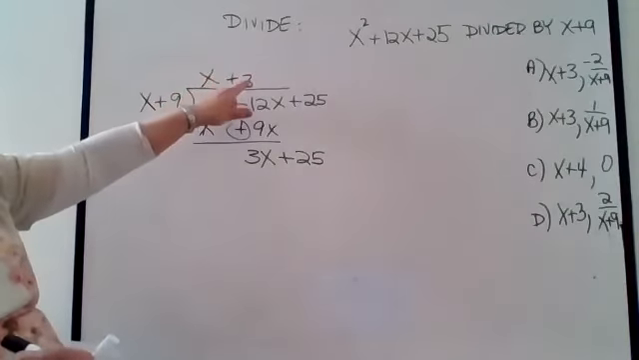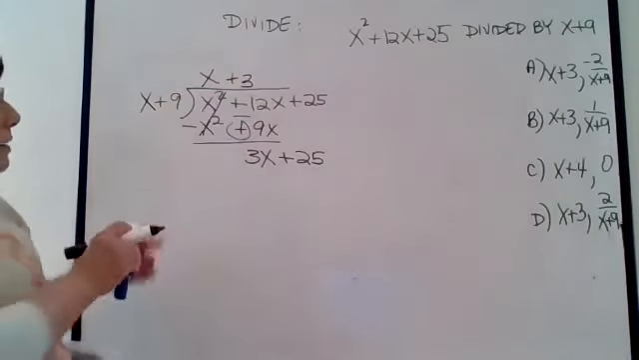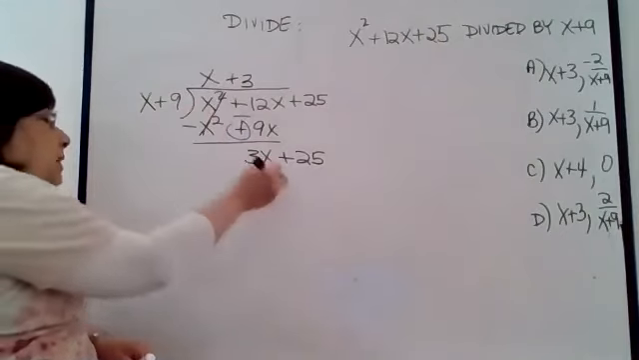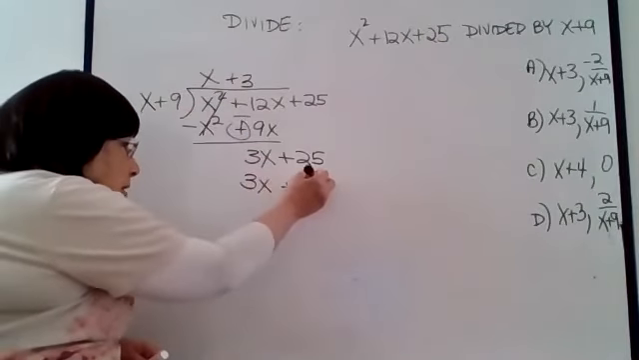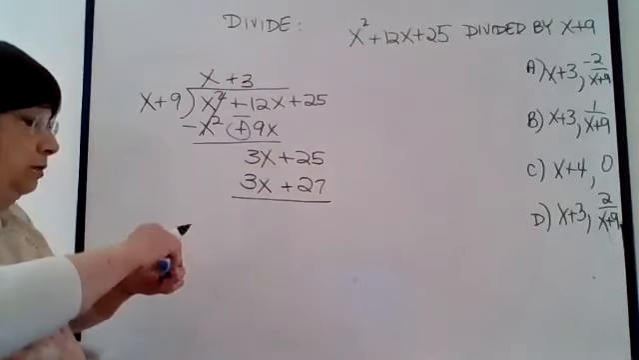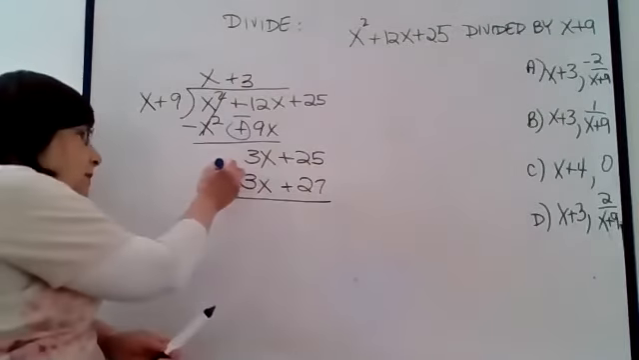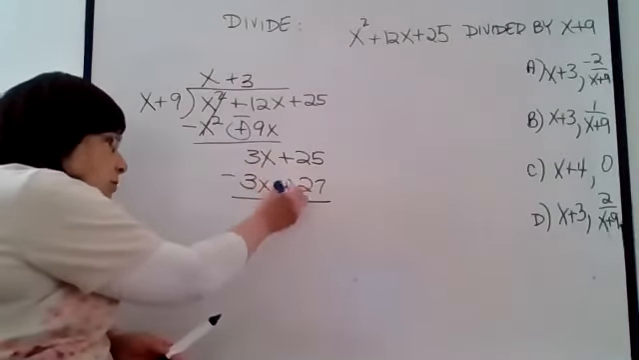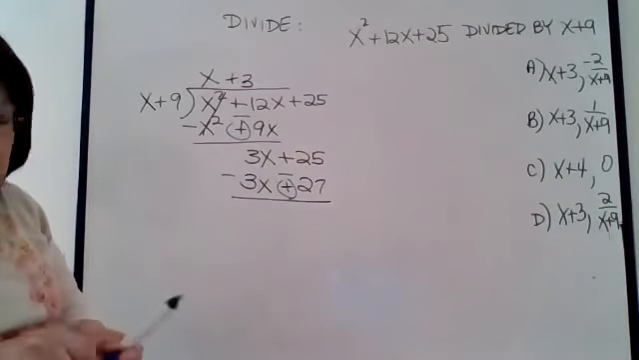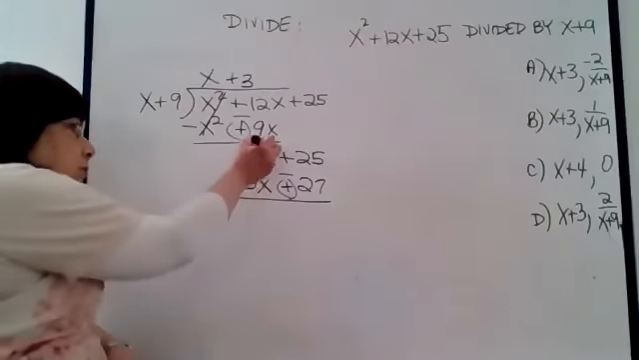And I multiply by that 3, because I just put that on top. 3 times x is 3x. 3 times 9 is 27. And I change the signs because I'm going to subtract. So this is going to become a negative, and this is also going to become a negative because they were both positives. So I'm left with 3x minus 3x.